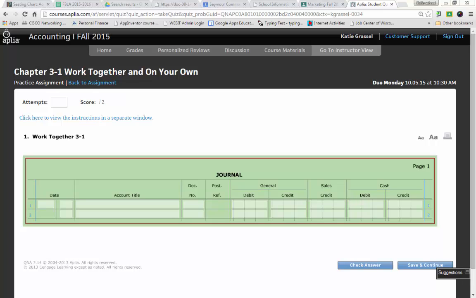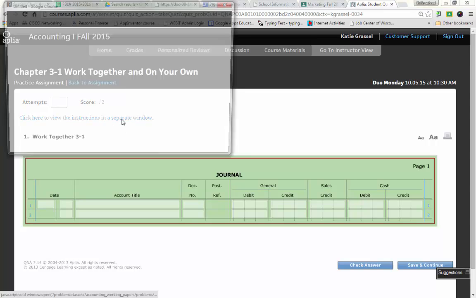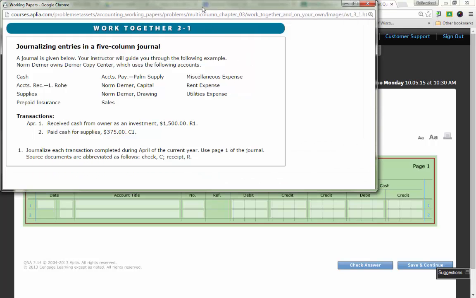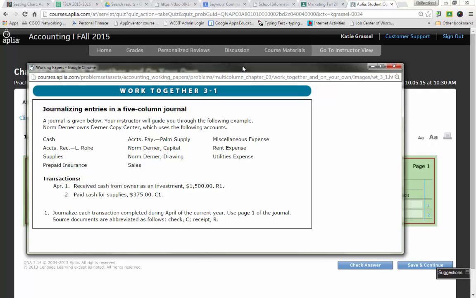Go ahead and get Aplia back up and ready to rock. So for this assignment, on the very top of Work Together 3-1, it says a journal is given below. Your instructor will guide you to the following example. Norm Dermer owns Dermer Copy Center, which uses the following accounts. So they give us the accounts that we can use for our transactions.